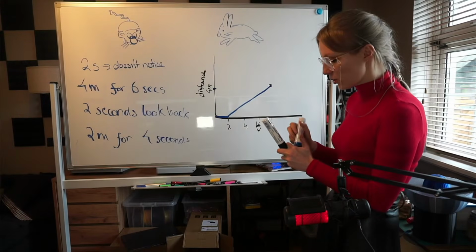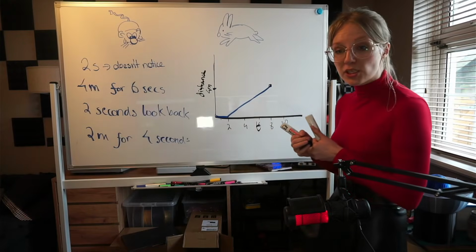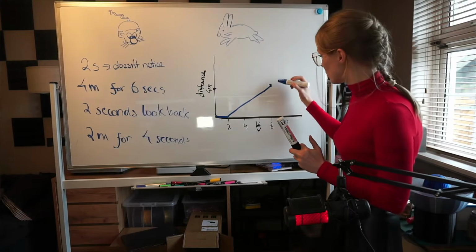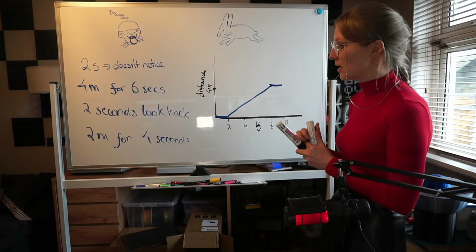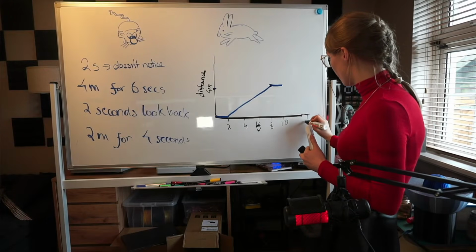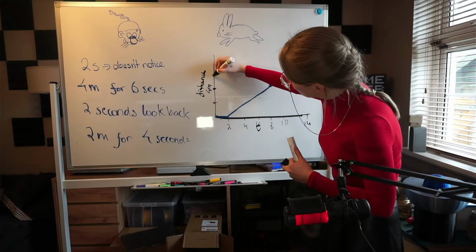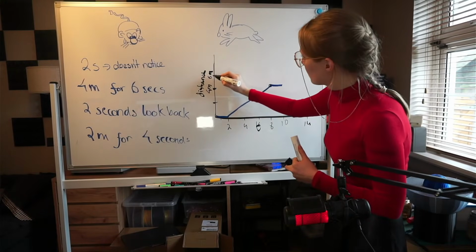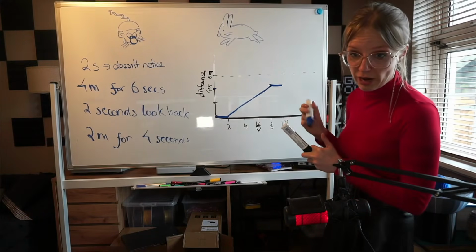Then it stops to look back for 2 seconds. While it's looking back, it's not changing distance. It's a straight line. The distance isn't changing. It's staying at 4 meters. Then it travels for 2 meters for 14 seconds. So let's do 6 meters. A dash line there, so it's a bit more accurate. If you're doing this on graph paper, it'd be great.